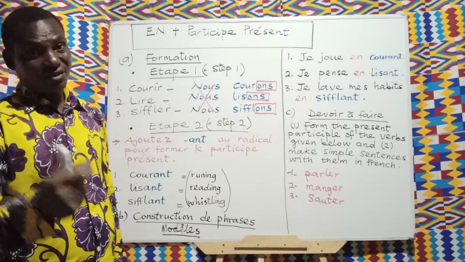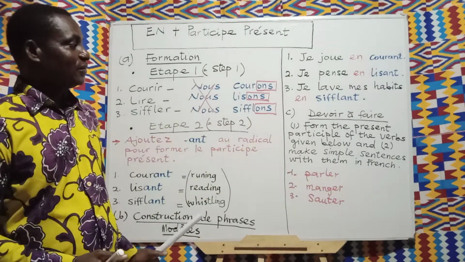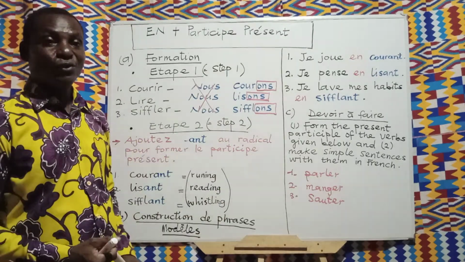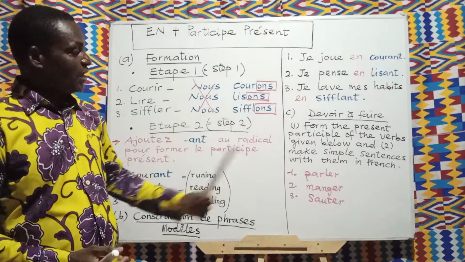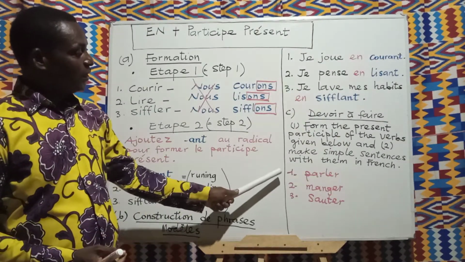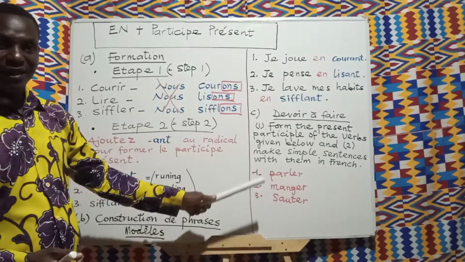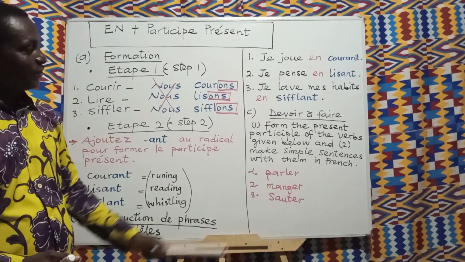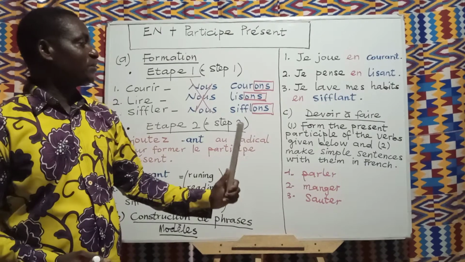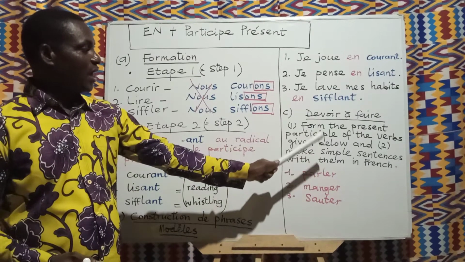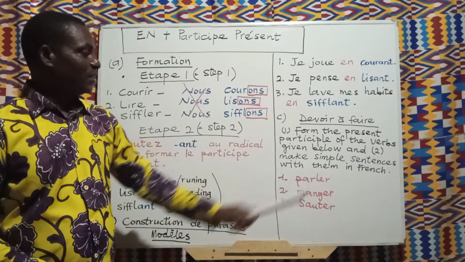Here you have to test your mind or your knowledge on the lesson. So I have a question here for you to go and therefore test your knowledge. You form the present participle of each of the following 3 verbs, and then you make your 3 sentences. So the question is: 1. Form the present participle of the verbs given below, and 2. Make simple sentences with them in French.